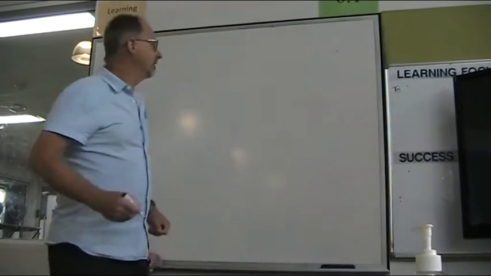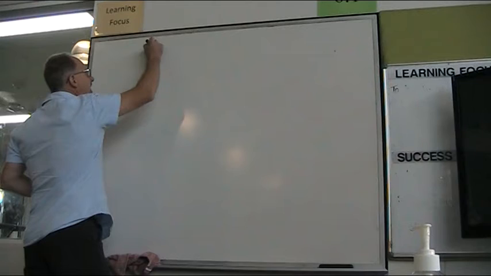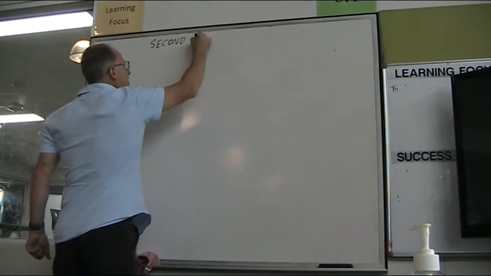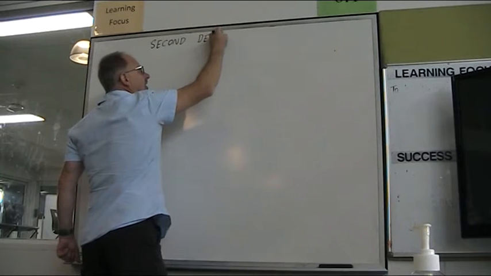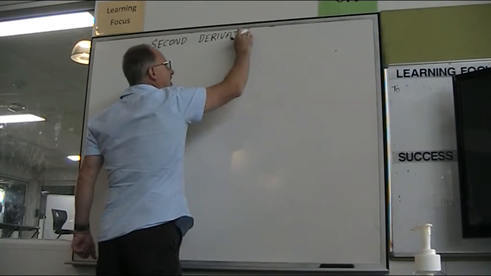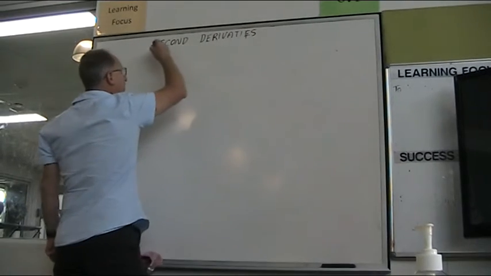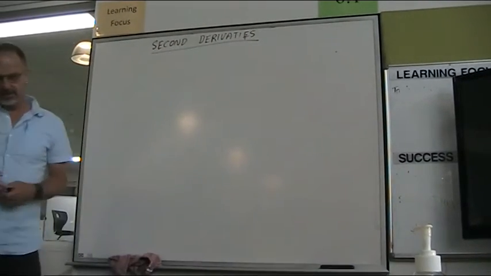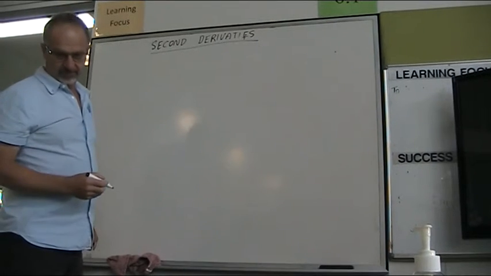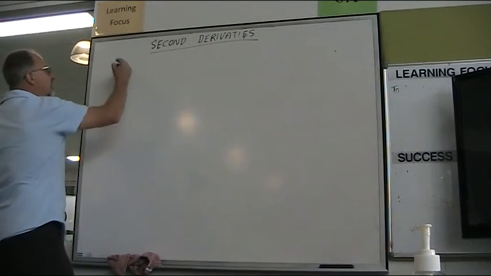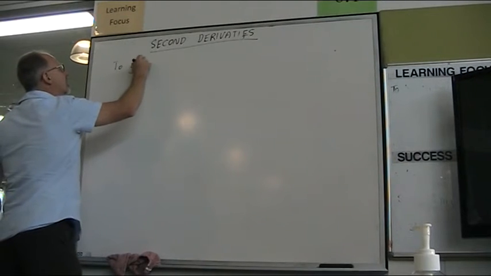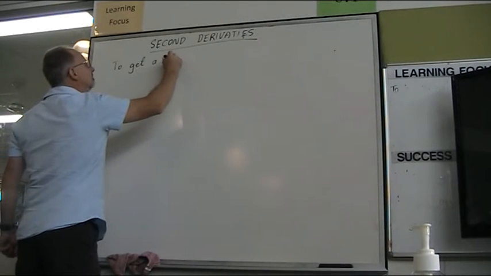Alright, so today we are looking at second derivatives. So today we'll just look at the process, and then the next lesson we'll look at what we can actually do with them. So, to get a second derivative, you differentiate twice.